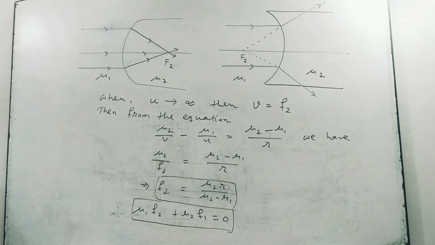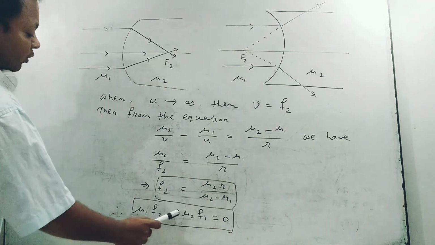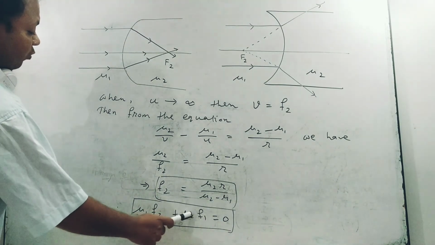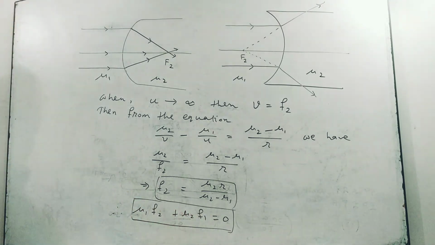From the two above relations, we can write that mu1 f2 plus mu2 f1 is equal to 0.